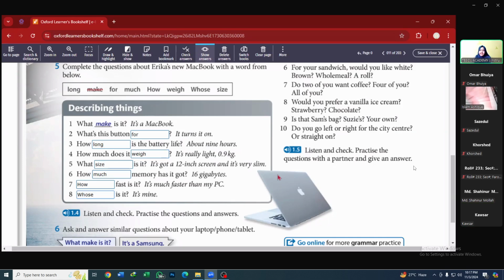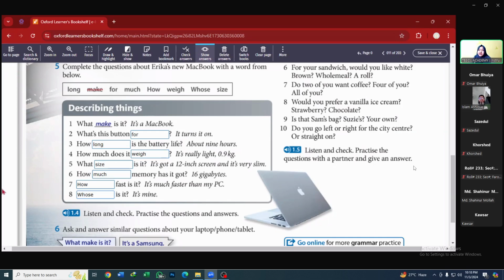Number 4. How much does it weigh? It's very light, 0.9 kg. Thank you. Thank you so much, Mr. Shahinur and Mr. Kausar.